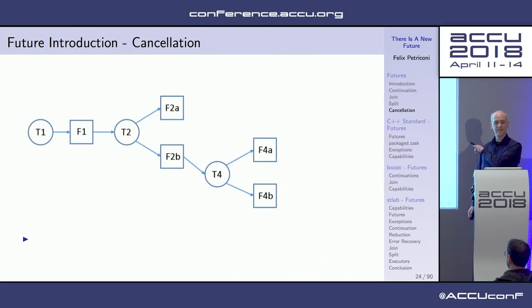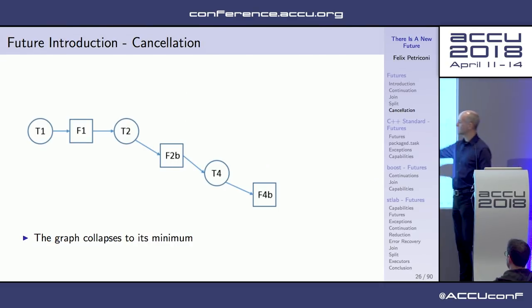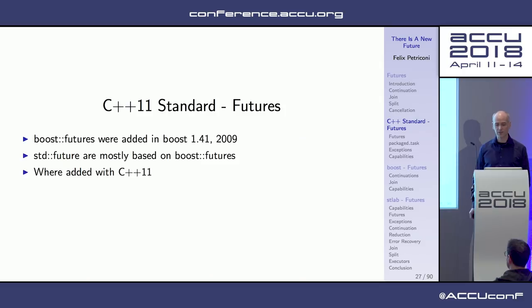So at this point, this task is not needed anymore, because there's no future attached to it. Then we came to the next point, that these results are not interesting anymore. And then the graph might collapse to something simpler. That's what we call cancellation. And I think this is an important property of the future.